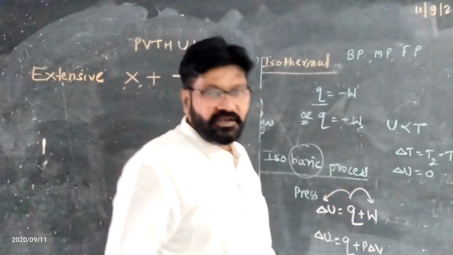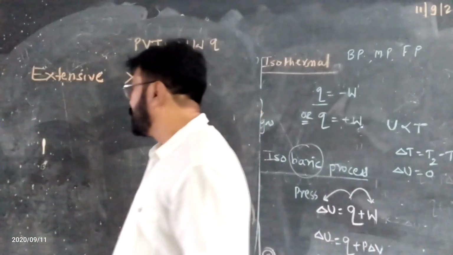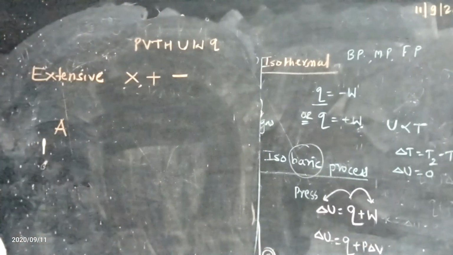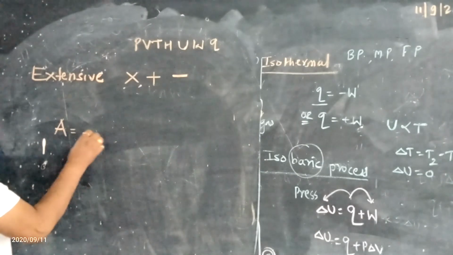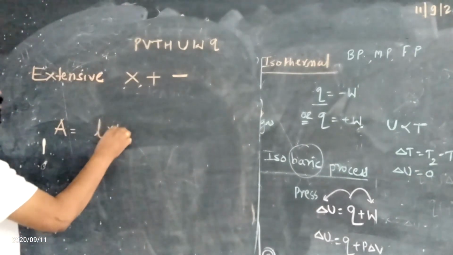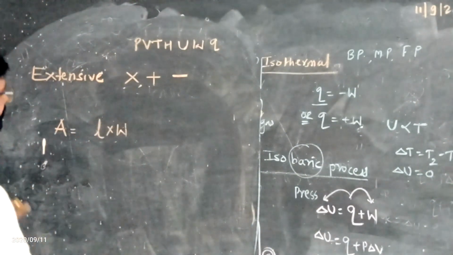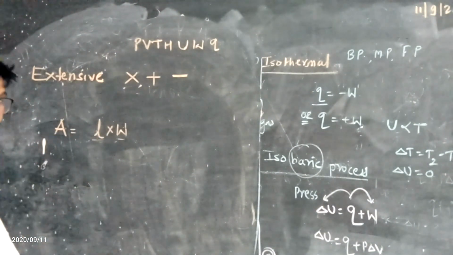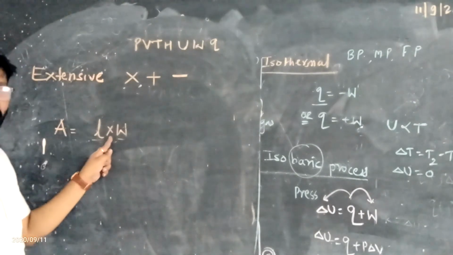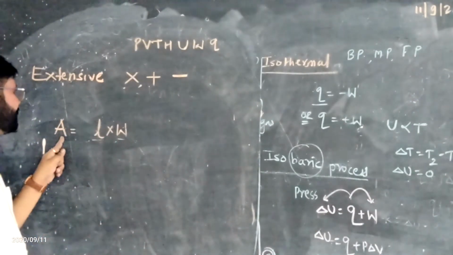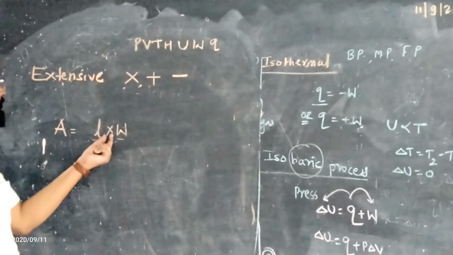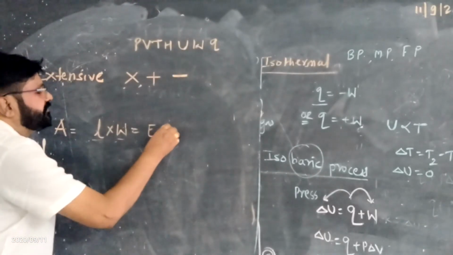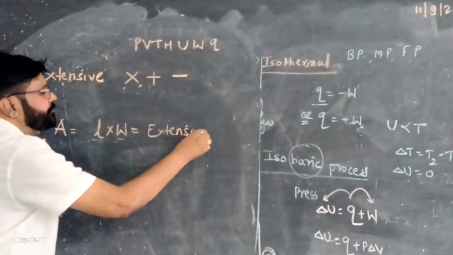For example, consider cross-section area, denoted by letter A. Area is equal to length into width, that is length into width. The sign used to calculate the area is the multiplication sign, therefore area is an extensive property.